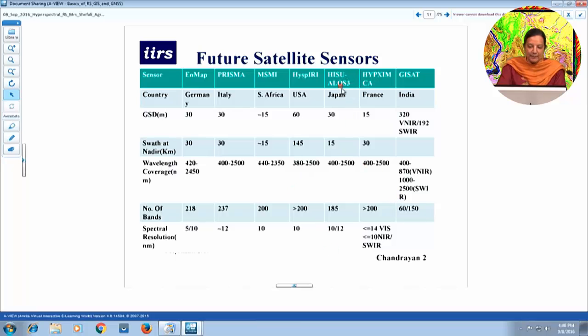And this is the Japanese satellite. They are also planning one hyperspectral satellite suite which will be launched in future with 30 meter spatial resolution and with 185 bands and a bandwidth of 10 to 12 nanometers.